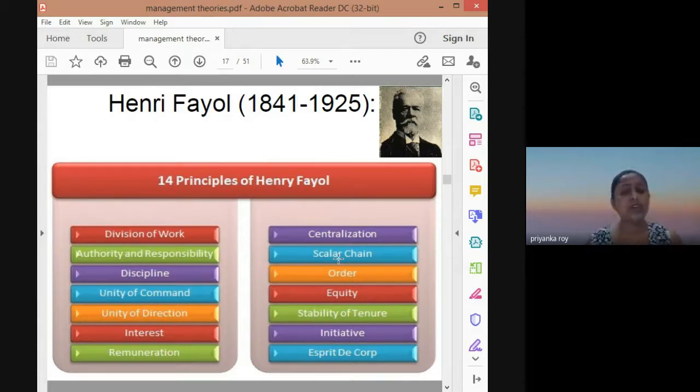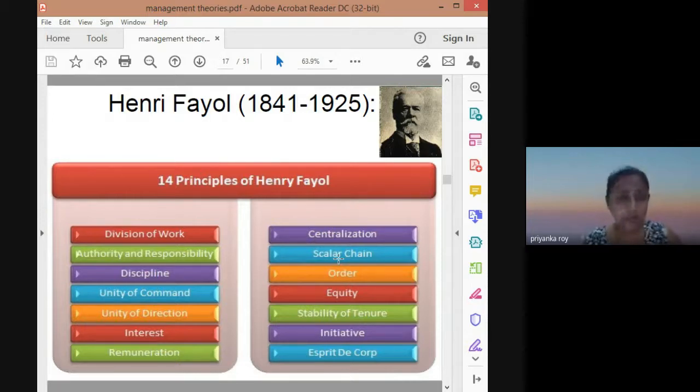Then unity of direction: this principle asserts that there should be only one manager per department who is in charge of coordinating the group's activities to attain a single goal. Then we have discipline. According to the principle, employees should be respectful and obedient, and the organization should outline rules and regulations that clarify the rules of the company, good supervision and a reward and punishment system.